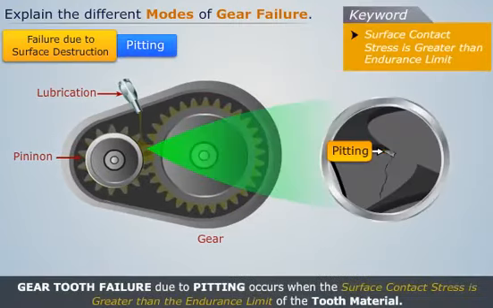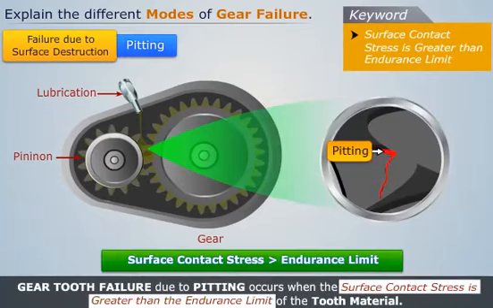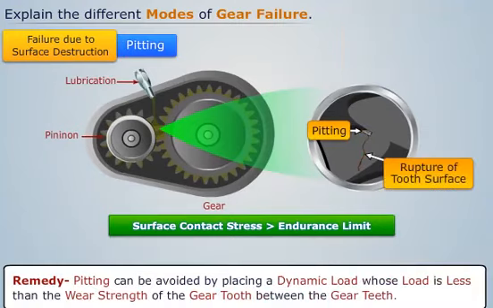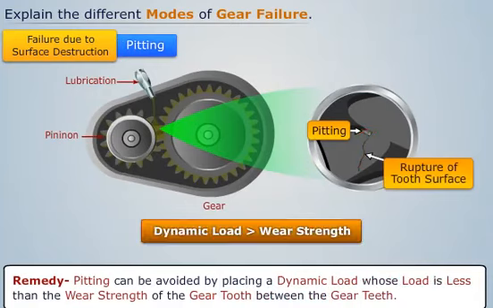Gear tooth failure due to pitting occurs when the surface contact stress in the tooth surface is greater than the endurance limit of the tooth material. Note that failure begins with the formation of pits and continues to grow, causing the tooth surface to rupture. Pitting can be avoided by ensuring that the dynamic load acting between the gear teeth is less than the wear strength of the gear tooth.